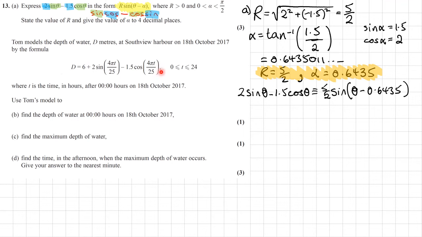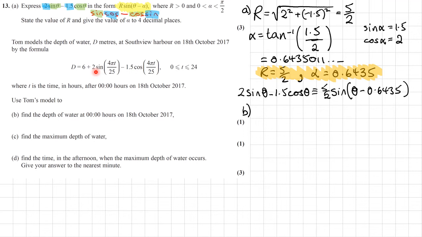Okay, I'm not going to read it all out, but you can see that long formula there where T is between 0 and 24. I guess that's the number of hours, 24 hours in a day. Where T is the time in hours after midnight, or 0000 hours on the 18th of October 2017. Part B, use Tom's model to find the depth of water at midnight on the 18th of October 2017.